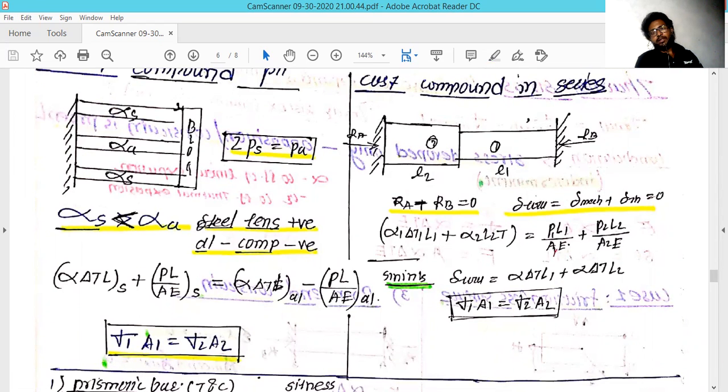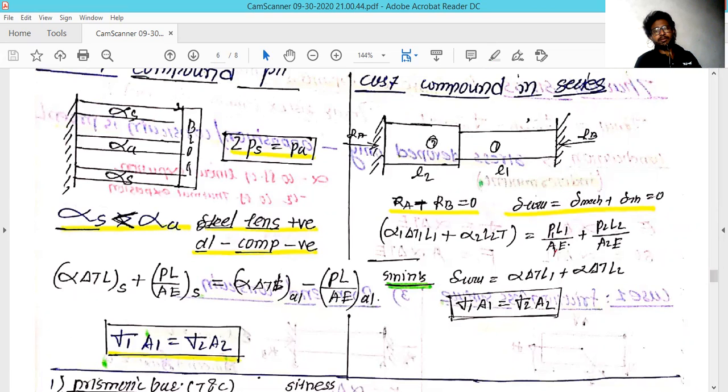We know very well that the total force is equal to zero, that is RA minus RB equals zero, and the total change in length in this condition will be zero, because thermal strain is going to be generated, so one material will expand more and it will compress the other section. This is how they compensate each other, and the total change in length is going to be zero. So in this condition the same formula is applied. Nothing is changed, everything is the same.